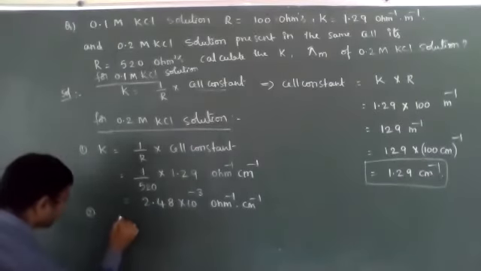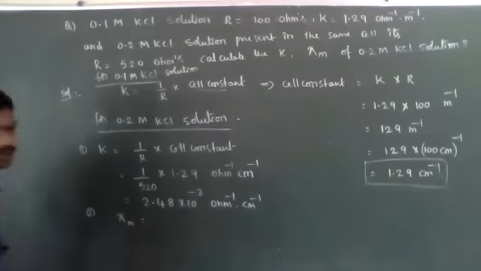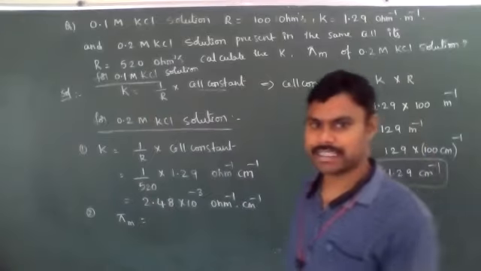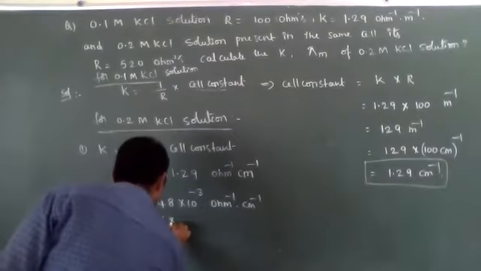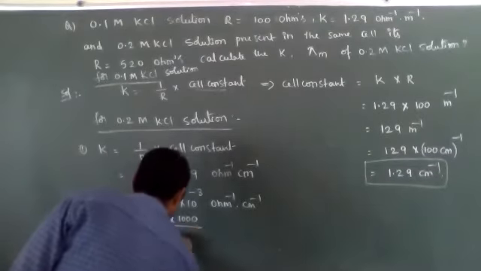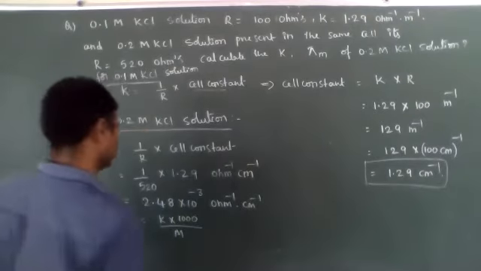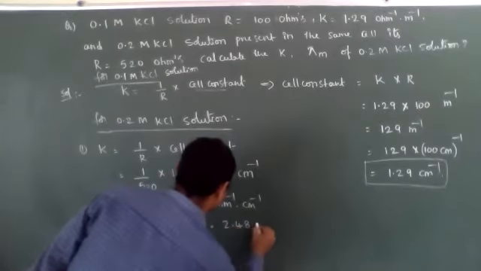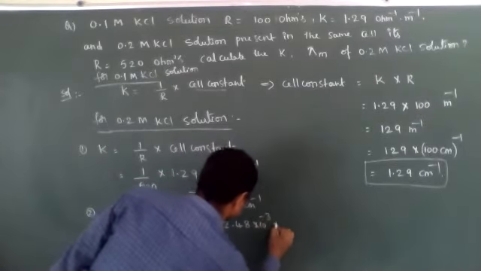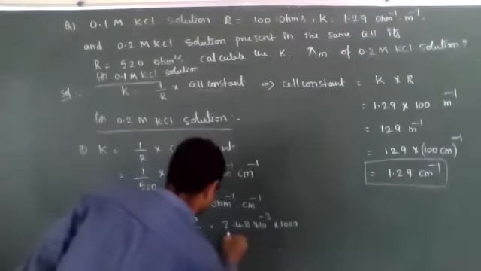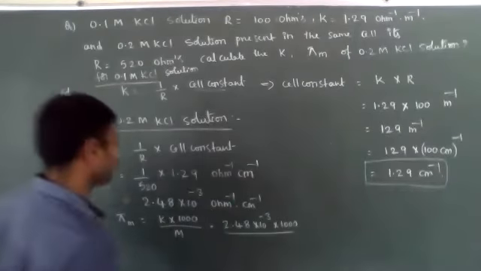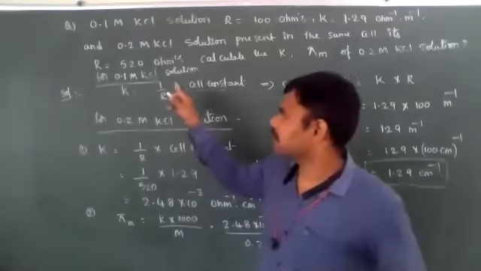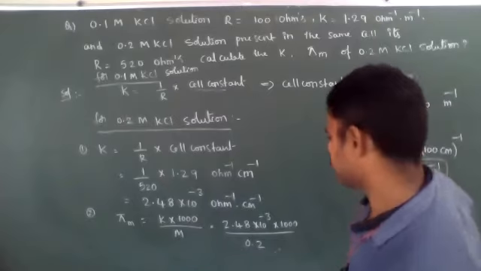The next one they asked is molar conductance. Already we have the relation between molar conductance and specific conductance. The molar conductance is equal to K into 1000 by concentration in terms of molarity. So K value we know. What is the K value? 2.48 into 10 to the power of minus 3 into 1000, 1000 means 10 to the power of 3, by molarity. How much molarity of electrolyte did they give? 0.2 molar.